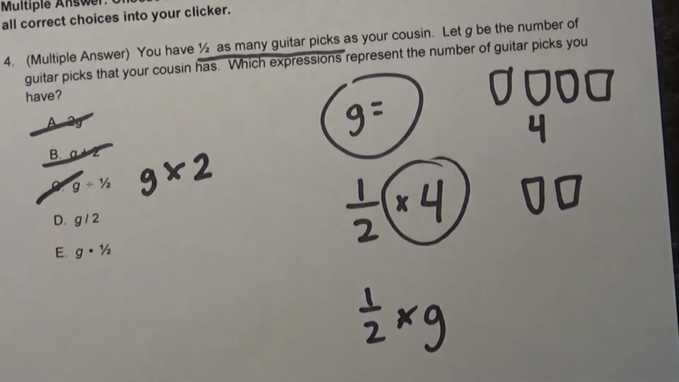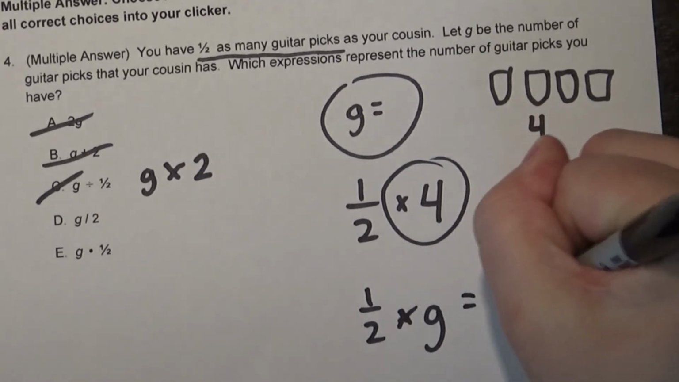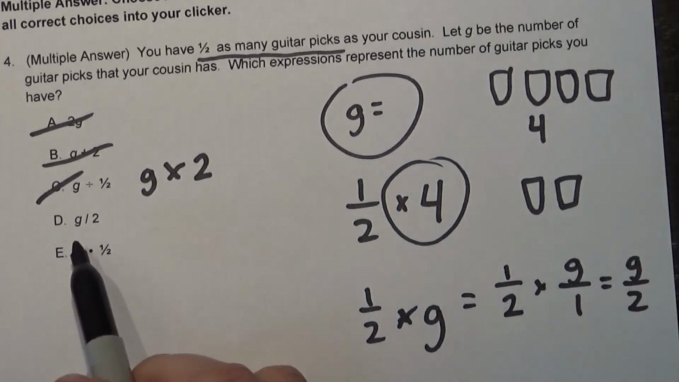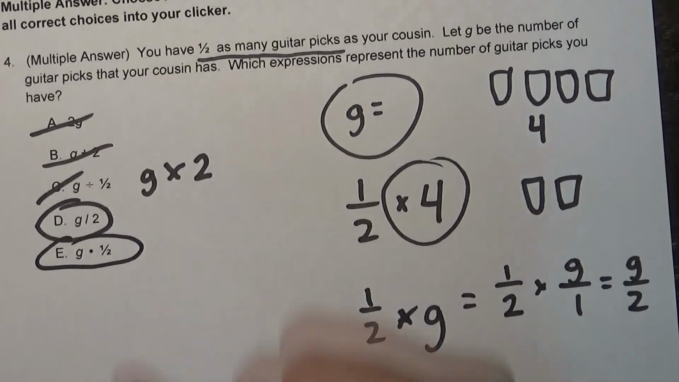Letter D says G divided by 2. And you might think, well, that can't be it because I said 1/2 times G. But think of it this way. If I have 1/2 times G, that's the same as saying 1/2 times G over 1, which is really G over 2. So actually, letter D is correct because that's really what this is saying. And then finally, letter E says G times 1/2. That was our original thought, and that's an answer as well. So there we go. That is our focus for day number 2, week 24. Hopefully this will help you out as you're reviewing and preparing for this week's Focus quiz.